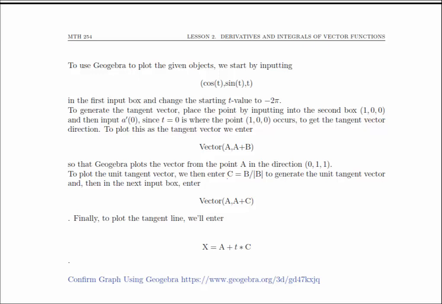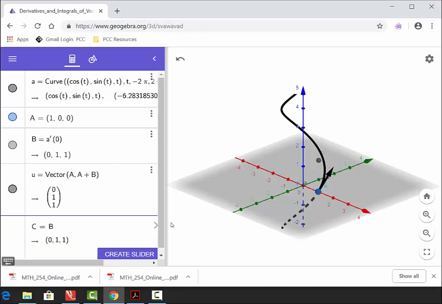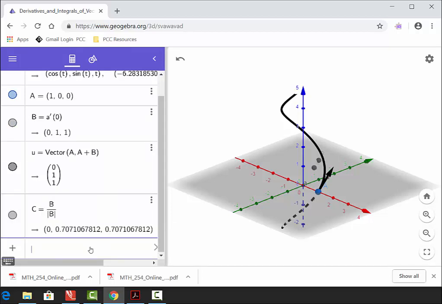If we want to plot the unit tangent vector, we're going to create a new vector, c equals b over the magnitude of b, to generate this unit tangent vector, and then put in that vector on the screen by doing this. So I'm going to create c equals b divided by the magnitude of b. We can just use the vertical bar on the keyboard to get that. And then we want the vector from a to a plus c.